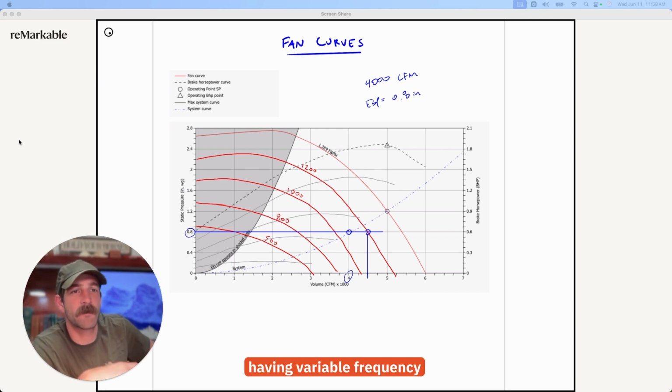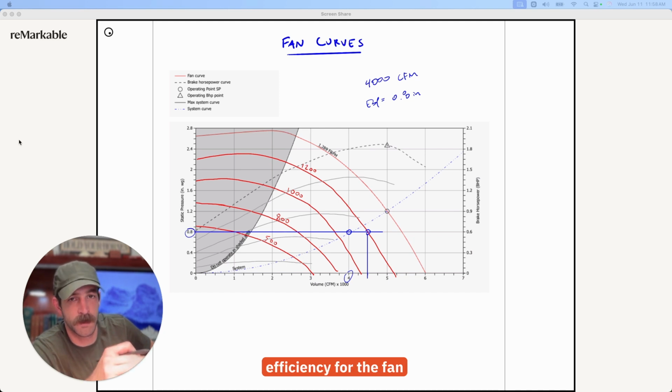This is why having variable frequency drives or ECM motors makes the system balancing process a lot easier, because you have way more control over the operation of this fan, and you're able to fluctuate and maintain optimal efficiency for the fan rather than oversupplying or overpressurizing and running at a non-optimal condition.